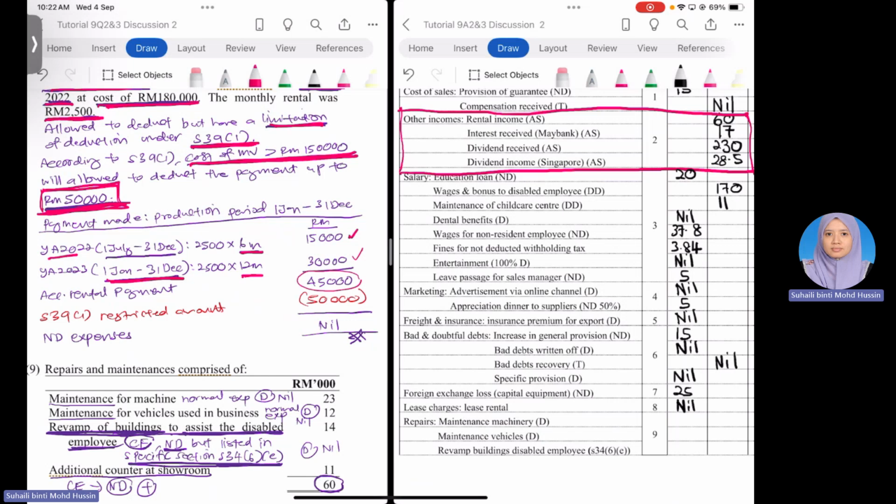Okay, right, as a nil. Alright, so let's say for example you paid accumulated rental totaling 750,000 ringgit. So how much is not allowed for deduction? Not allowed for deduction is 700,000 ringgit. You paid accumulated rental of 750,000, but only 50,000 is allowed to be deducted. So not allowed for deduction is 700,000.